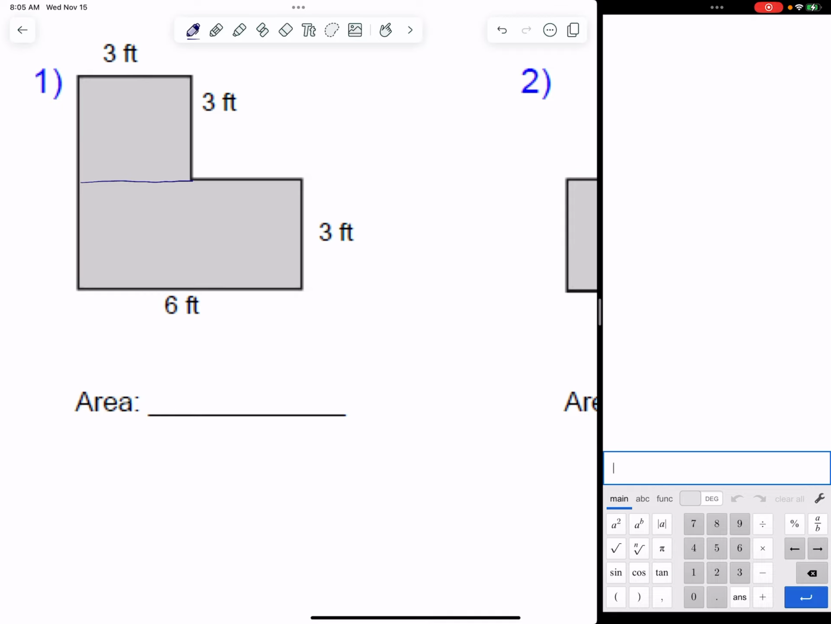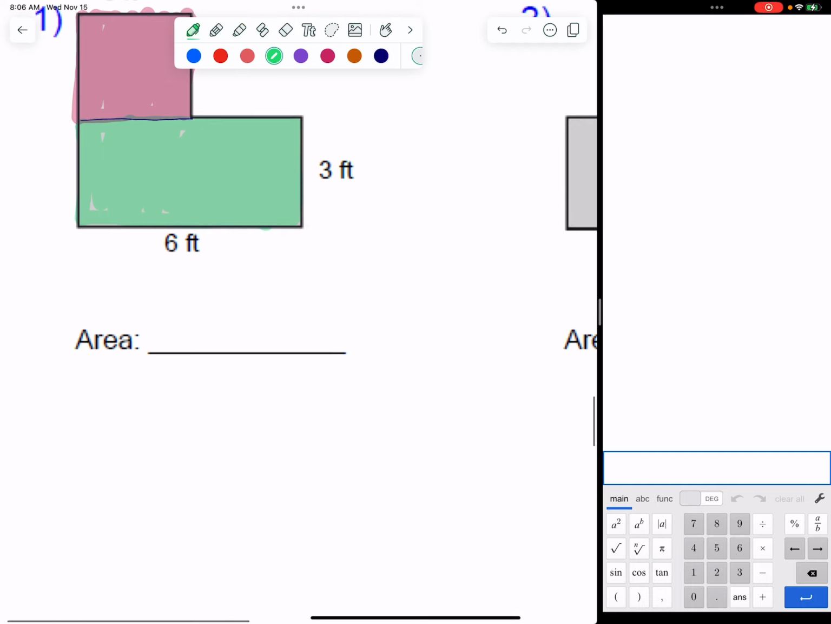Anyway, back to this guy. I cut off that little top piece, so I am left with a square and a rectangle, which is really good news because I have formulas for both of those. So I need the area of the square and the area of the rectangle.